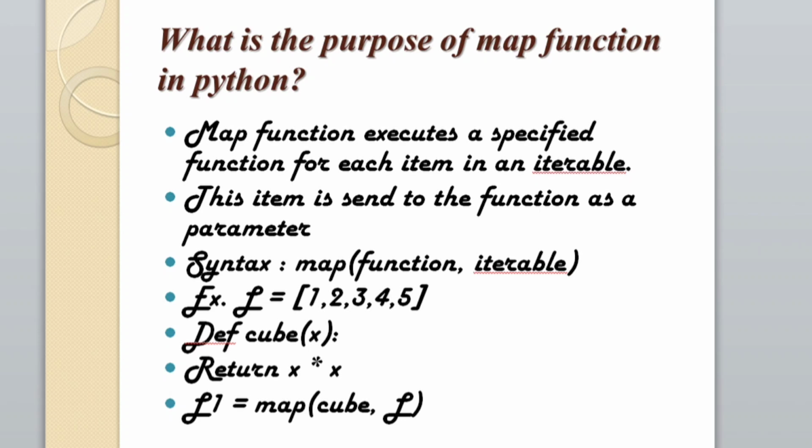So map function executes a specified function for each item in an iterable, for each item in a list, tuple, or sets, dictionaries. So this item is sent to that function as a parameter. So syntax of map function is the function that you created and the iterable that you want to map. So let's see one example of it. Suppose we have a list of numbers and we want the cube of every number. I am creating one function here and return the values. So let's see one example.